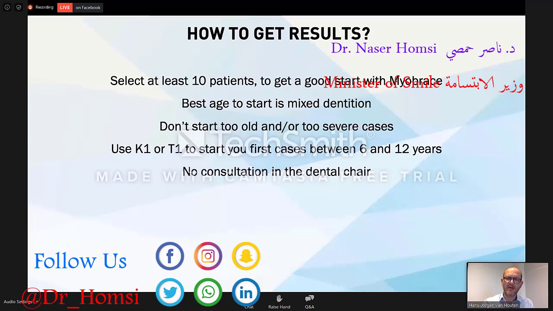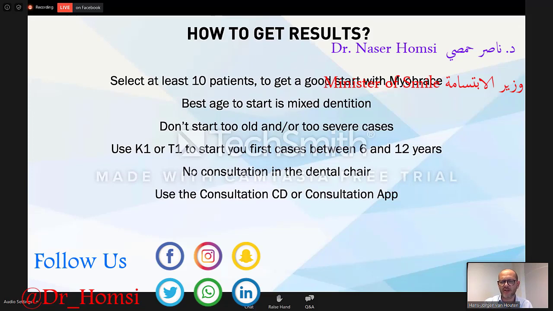But what we want to do is to solve the cause of the crooked teeth, and that has nothing to do with the teeth. So keep them away from the dental chair. Use the consultation CD or app, or the 10-minute slides that I just showed.